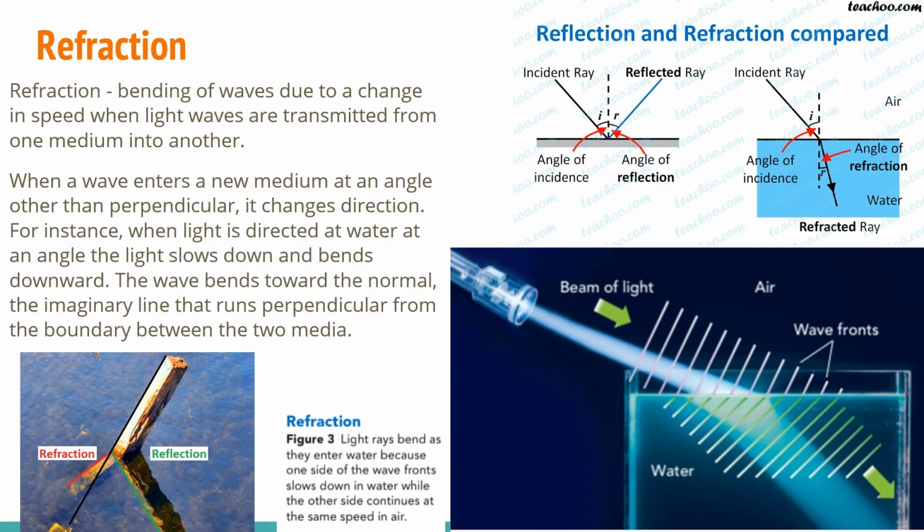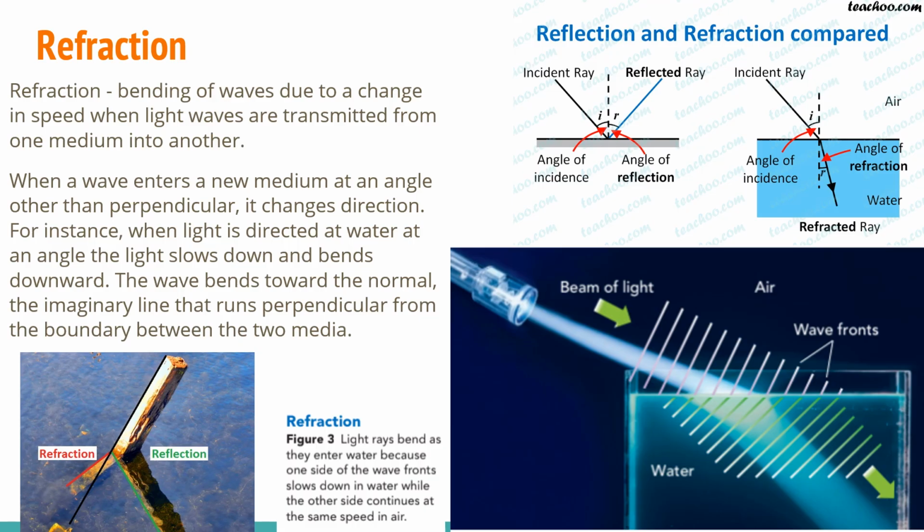All right, moving on, refraction. Refraction is the bending of waves due to a change in speed when light waves are transmitted from one medium to another. When a wave enters a new medium at an angle other than perpendicular, it changes direction. For instance, when light is directed at water at an angle, the light slows down and bends downward. The wave bends toward the normal, the imaginary line that runs perpendicular from the boundary between the two media.